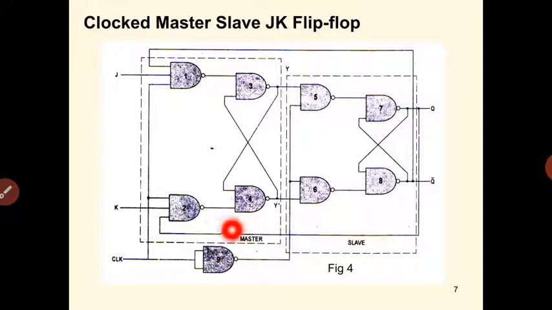Since you are applying clock 1 here, the output of the NOT gate will be 0. Since clock is not applied to the slave flip-flop, it is inactive. So whenever master is active, slave will be inactive, and whenever clock is equal to 0, then master will be inactive and slave will become active, so that it will be producing the outputs corresponding to the inputs.